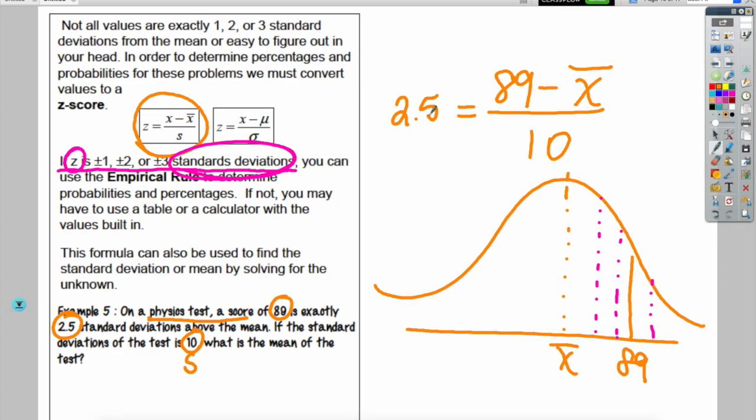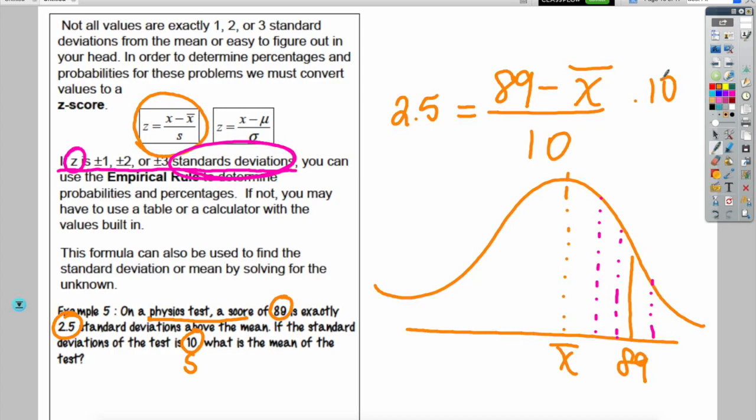So like I said, it said that it was 2.5 standard deviations above the mean. So that means that here's the second standard deviation in the pink to the left. Here's the third standard deviation in the pink to the right. So it's lying somewhere in between them. How do I solve for the mean?